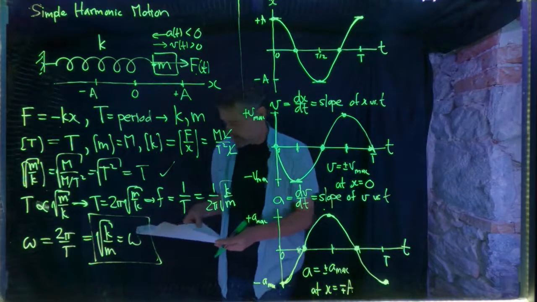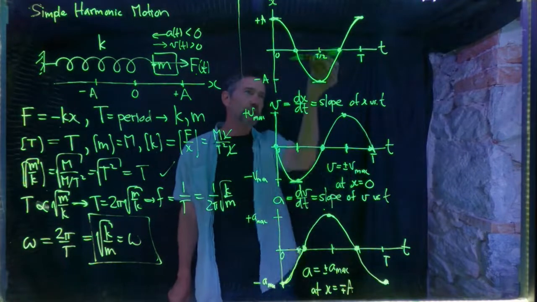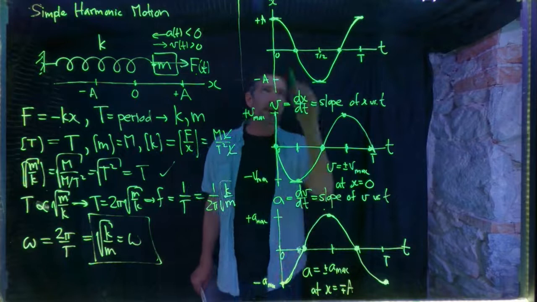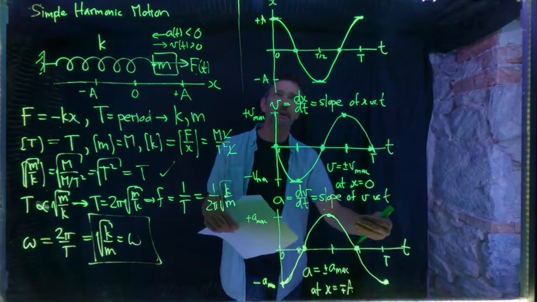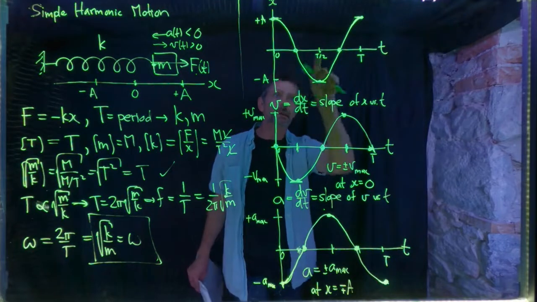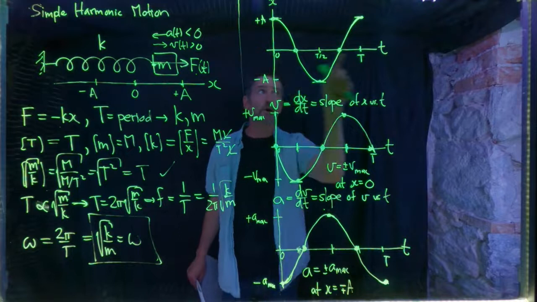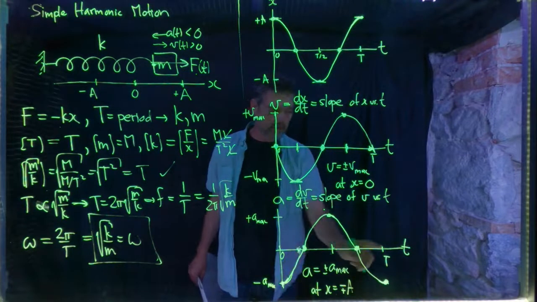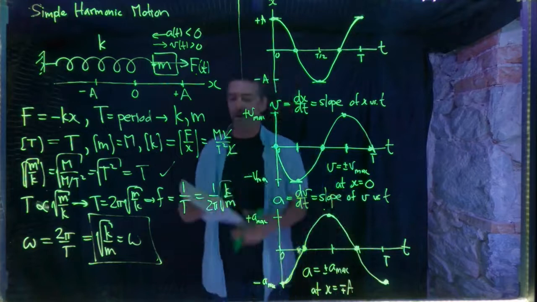Now I want you to observe something really cool. You'll notice when you just compare this graph with this graph, that this graph and this graph are identical, except they're of opposite sign. When this one is maximum negative, this one is maximum positive. When this one is maximum positive, this one is maximum negative. So this graph and this graph are identical, except they're just multiplied by a minus sign.